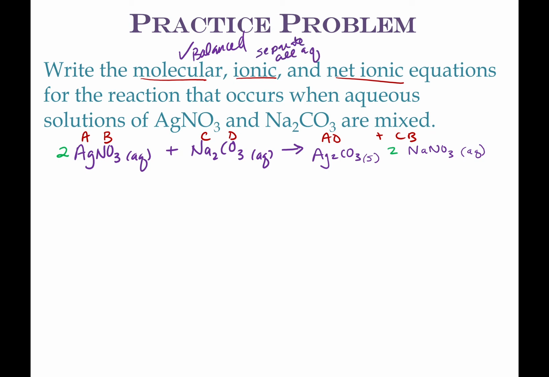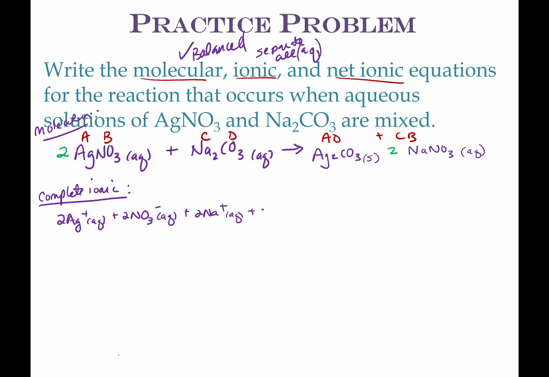For the ionic equation, we separate all the aqueous species. So this is our complete ionic equation. This is the molecular. So we have 2 silver ions plus 2 nitrate ions plus 2 sodium ions plus, just kidding, just 1, getting ahead of myself, plus 1 carbonate anion. Over here, this is a solid, so it stays together, Ag2CO3 solid, plus 2 sodium ions, plus 2 nitrate ions. We're going to circle the spectator ions.